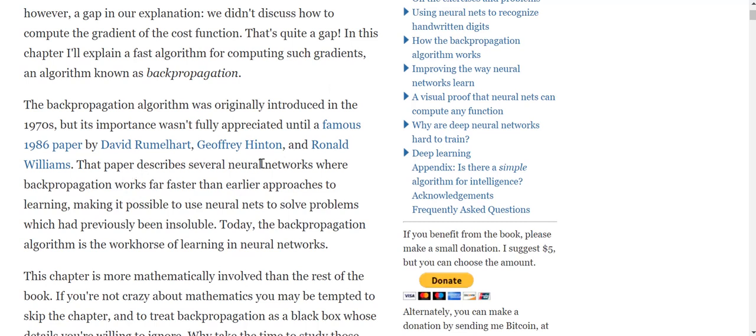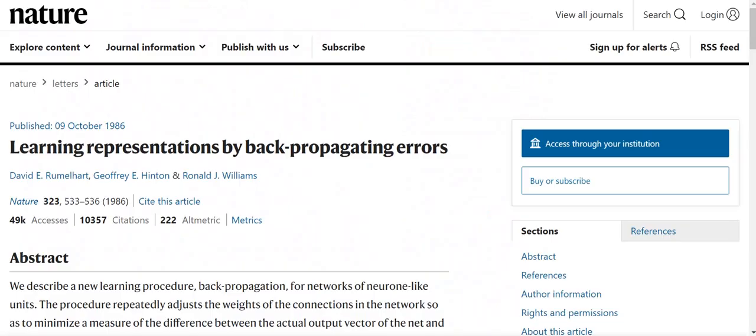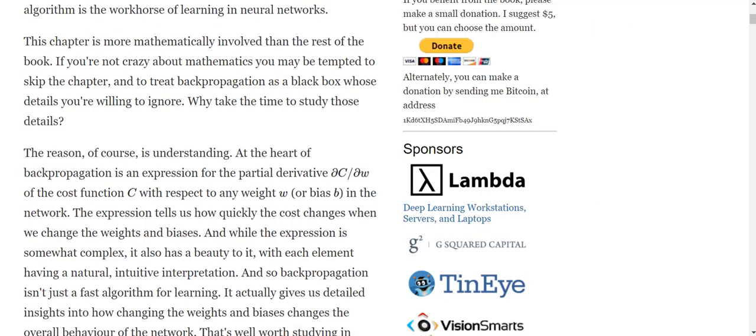That paper describes several neural networks where backpropagation works far faster than earlier approaches to learning, making it possible to use neural nets to solve problems which had previously been insoluble. Today, the backpropagation algorithm is the workhorse of learning in neural networks. Okay, so I also plan to cover research papers at some later point, so this could be a good starting place. This chapter is more mathematically involved than the rest of the book.